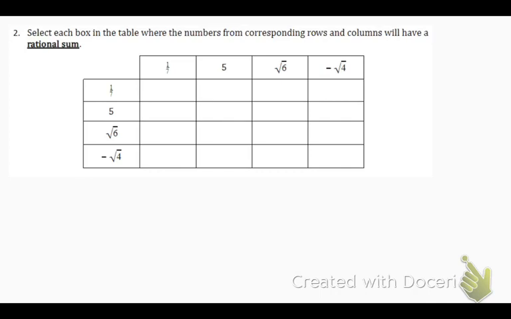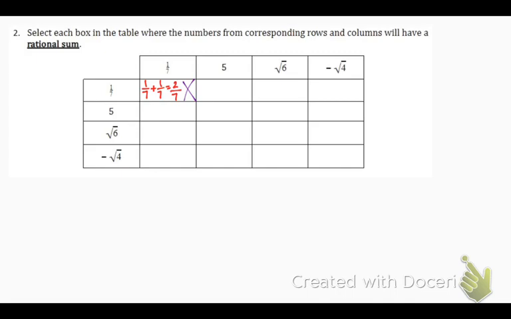On the second example, it's the same numbers, but this time it wants to know about rational sums. So essentially, if I'm adding them together, will I get a rational number or not? I'll just do 1 or 2 examples with you. For this first one, I have 1/7 plus 1/7. Now I'm adding, not multiplying. That's 2/7. Because I can write that as a fraction without any square roots in it, yes, this is a rational sum. So check that one or put an X in that one.